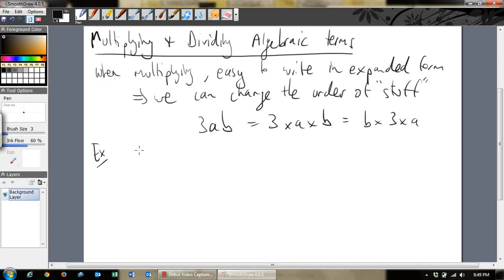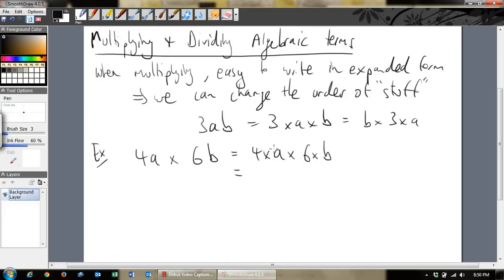Let's just go straight into an example. So 4a times 6b or something like that. Well, let's write this in expanded form. 4a means 4 times a. So 4 times a times 6 times b. 6b means 6 times b. Now, what did I say? So I've written in expanded form.